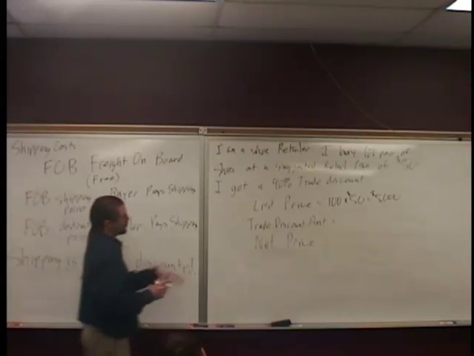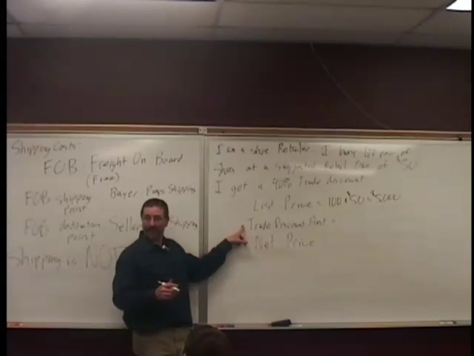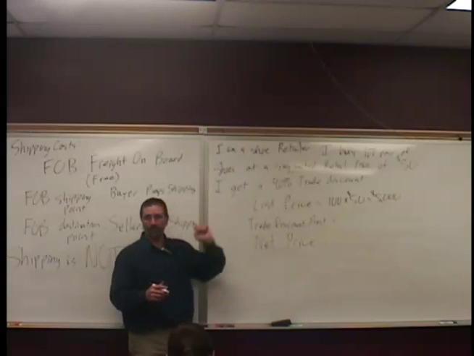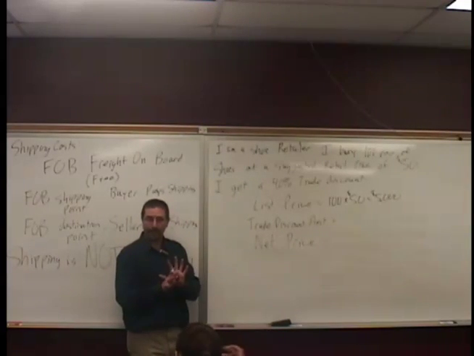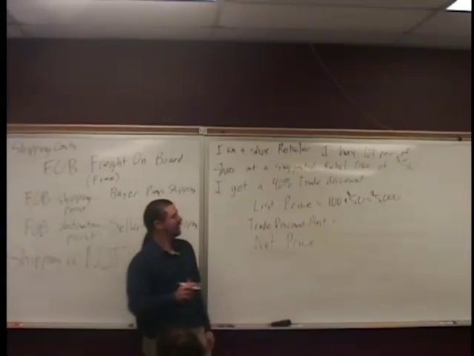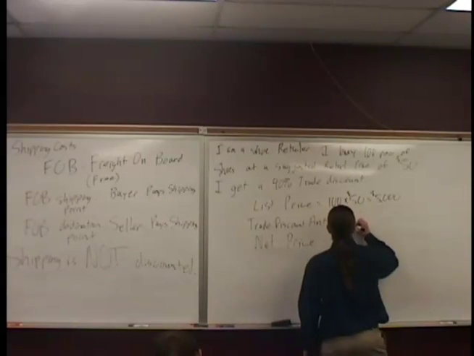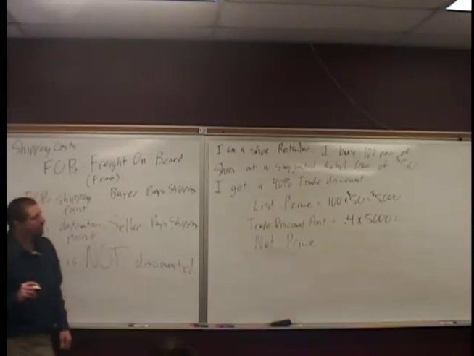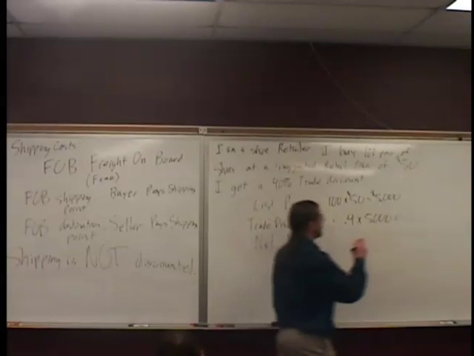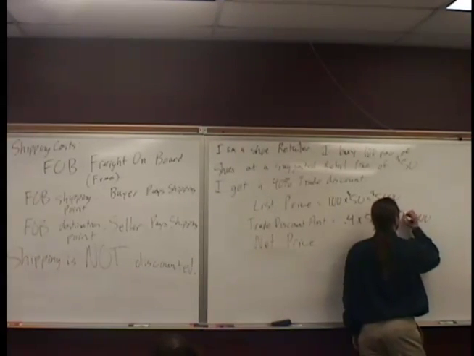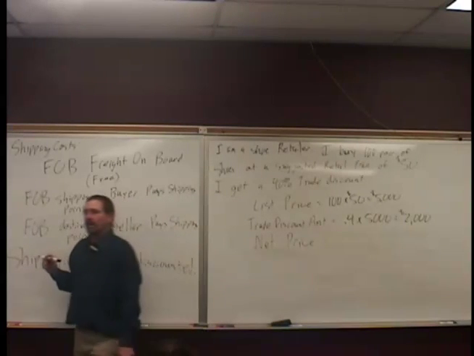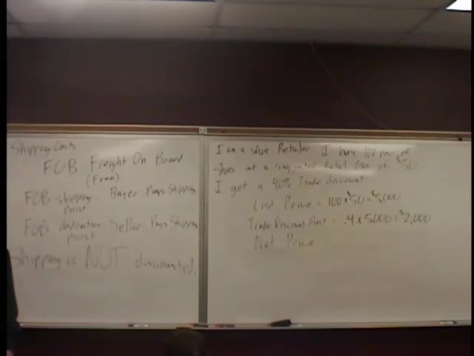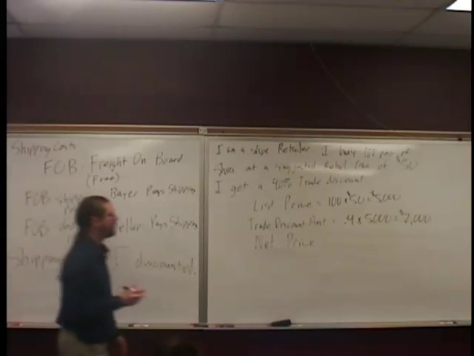How much am I going to actually save? What is my trade discount amount? 40% of whatever the list price is. Okay, so the trade discount amount is just the percentage off of your money, right? So my trade discount amount is $2,000. How much do I actually write a check for this shipment? Take the difference of the two, $3,000.